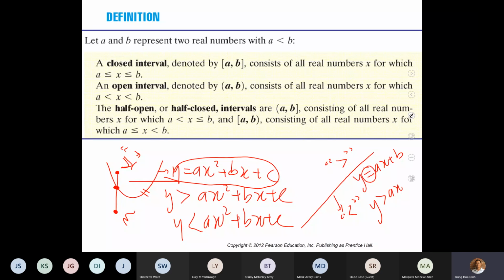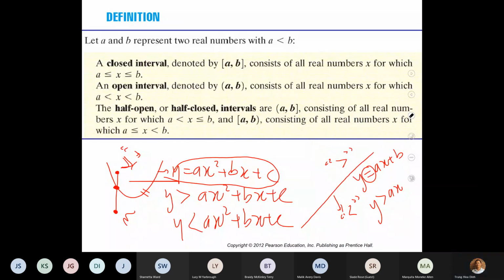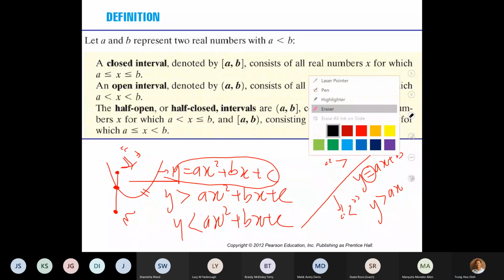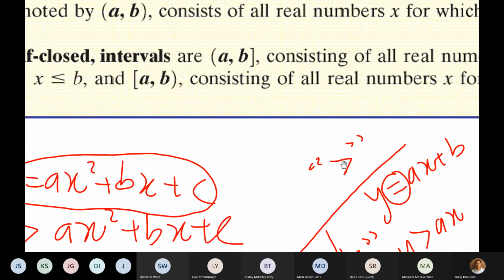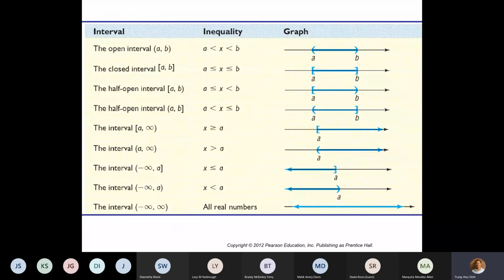Firstly, let's talk about intervals, right? So you say interval a and b in here. If you have this one, that is just a closed interval. That means the endpoint is included in the interval. Does that make sense?